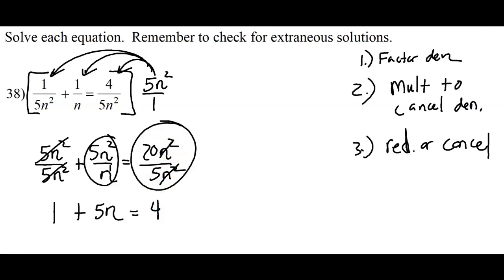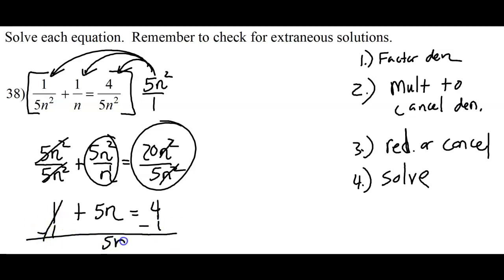And after that, we should be able to solve, and on some problems this step will be simple, on some it might be a little more work. This is a more simple one. To solve for n, all I need to do is minus the 1 on both sides, and then divide by 5. So if you divide by 5, you're going to get 3/5.